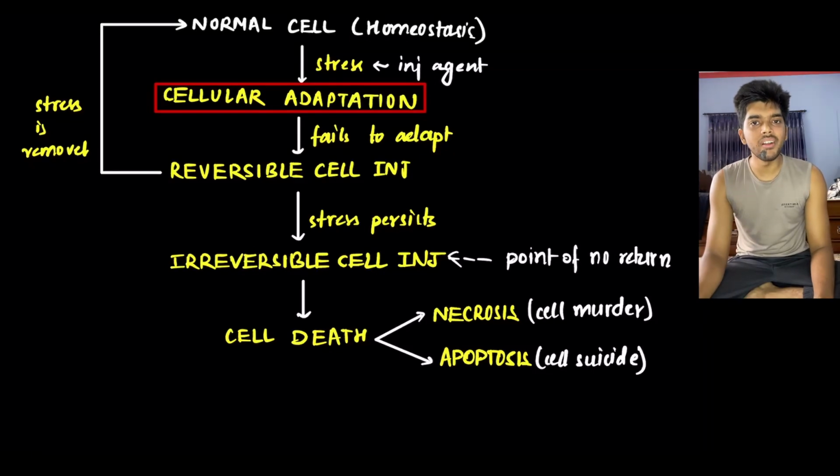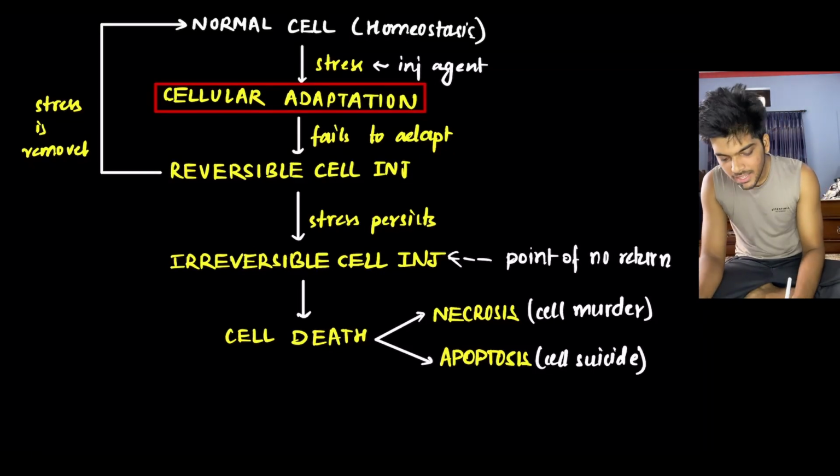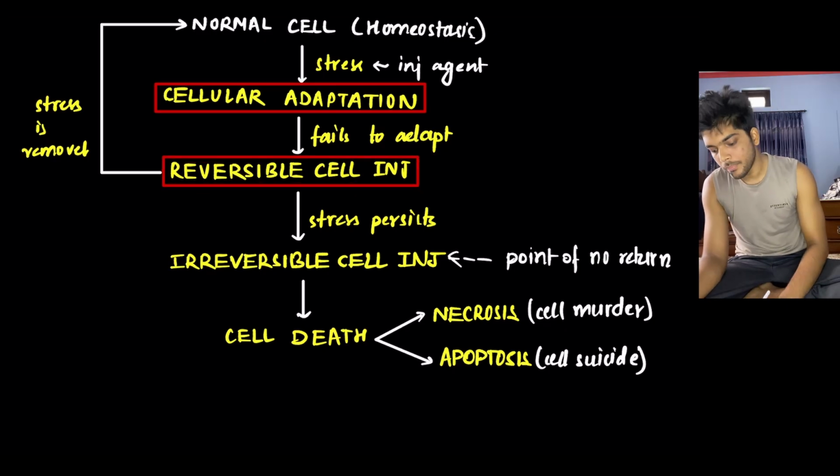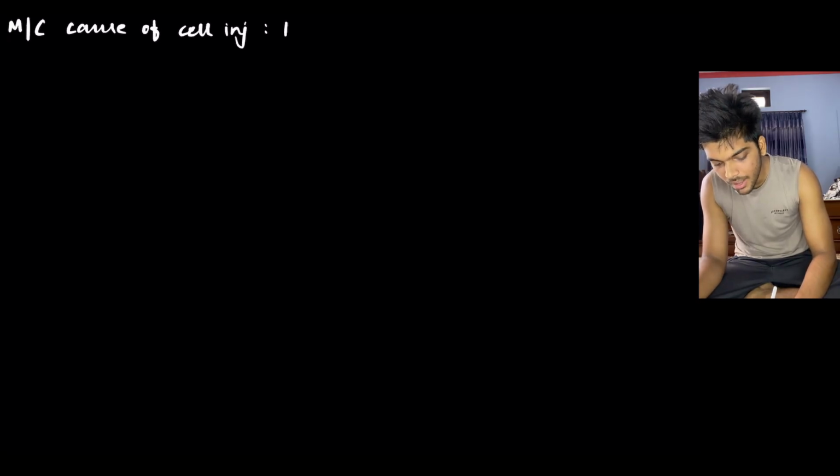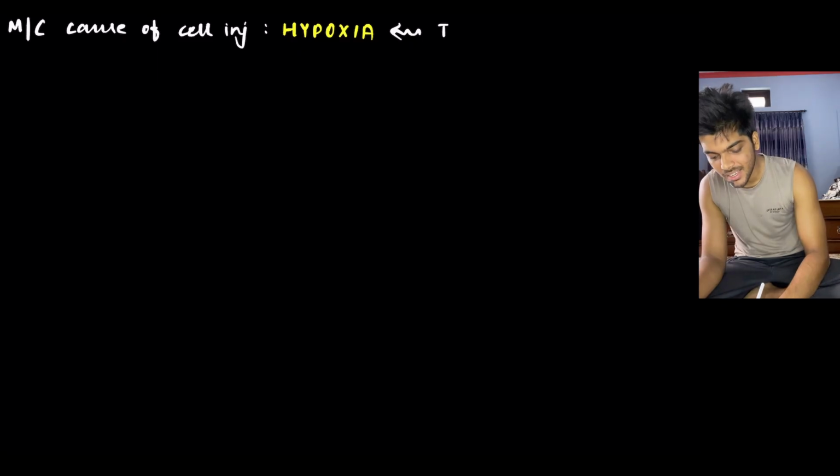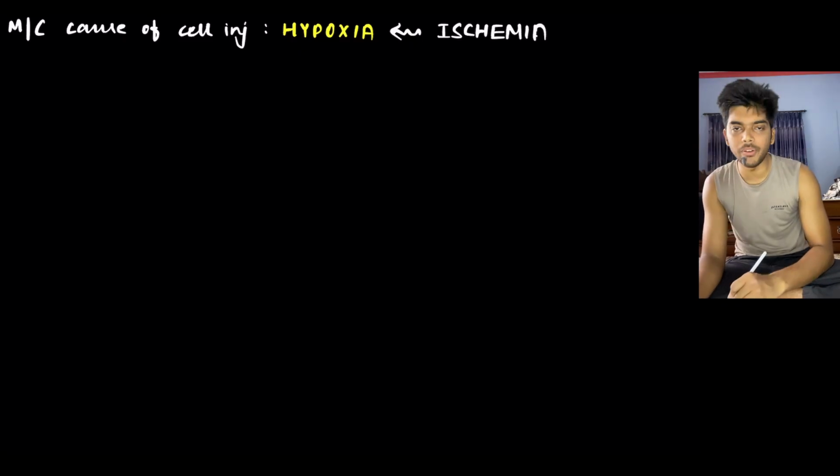So we have already studied about cellular adaptation. The next topic is reversible cell injury. See, the most common cause of cell injury is hypoxia. Hypoxia refers to reduced oxygen supply to tissue. And the most common cause of hypoxia is ischemia. Ischemia refers to reduced blood supply to tissue.